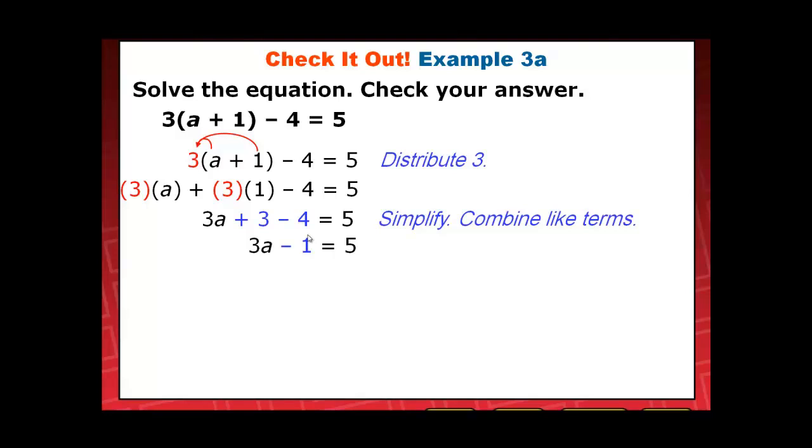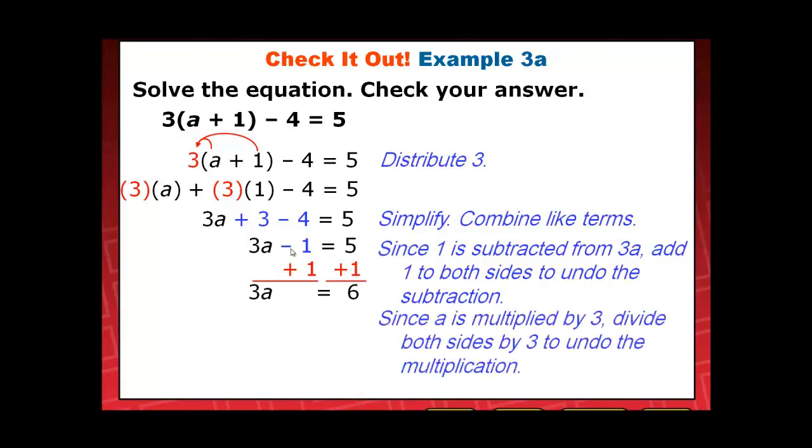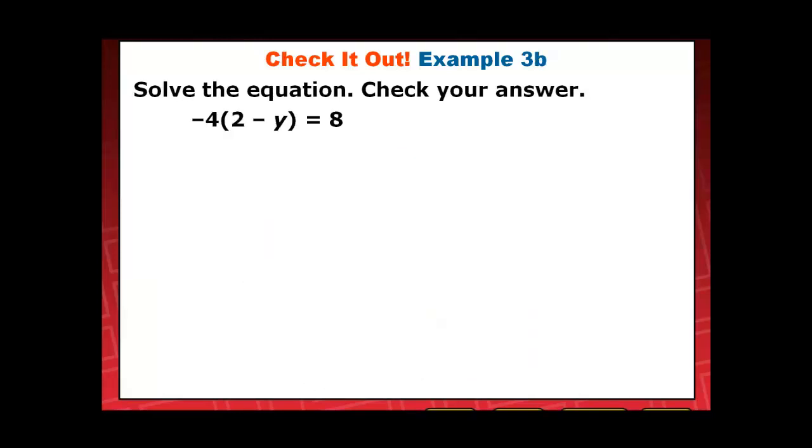Where are the like terms here? The like terms will be 3 and negative 4, because we don't have more a. So it will be negative 1. Here, negative 1, we will remove it by adding 1 on both sides. And then we will remove the 3. 3 here is multiplying, so we will divide by 3 on both sides.